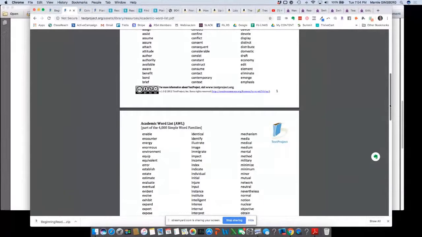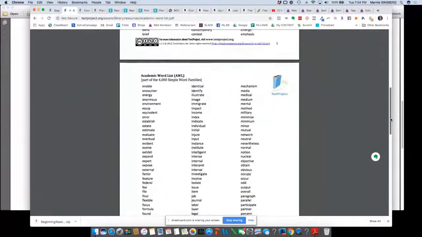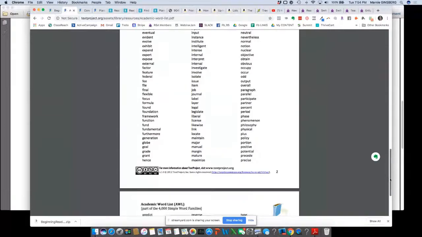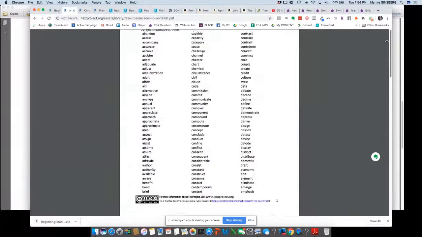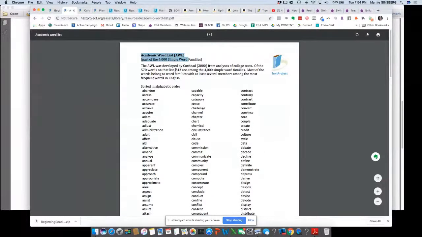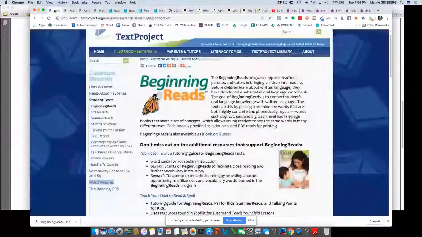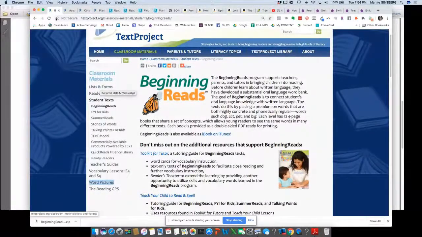So you wouldn't teach this in alphabetical order, but they're just words to be aware of that you'll find in a lot of academic texts, and it's not too long, and so it can kind of be something you could keep. It's 570 total. So that's also a link on that lists page that I was just pointing to: lists and forms, the academic word list. It's not just her work, but it's something you can find in other places, but it's a great resource for helping kids prepare for textbook reading, especially, or just kind of any content area for the upper grades.